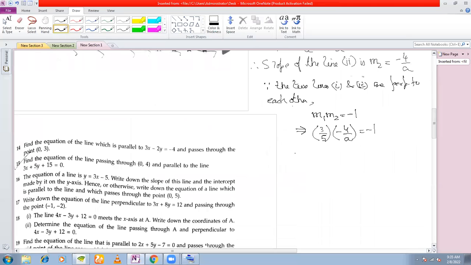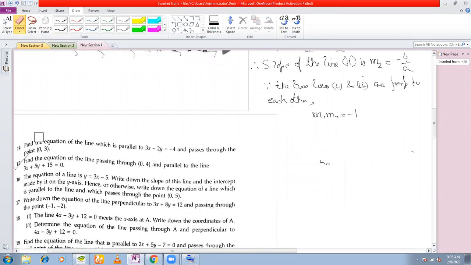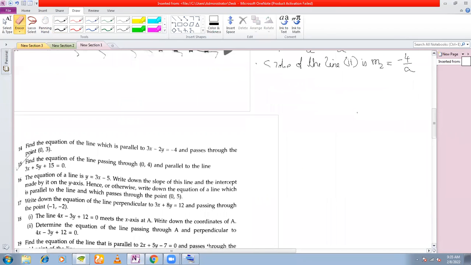Okay, so that means you have minus 12 by 5a is equal to minus 1. Minus and minus can cancel from both sides. So if you cross multiply, you get 12 is equal to 5a. Means you get 5a is equal to 12. That means a is equal to 12 by 5. And that's the value of a that you would like to find out. Okay. So that finishes this question. We can move to the next question.